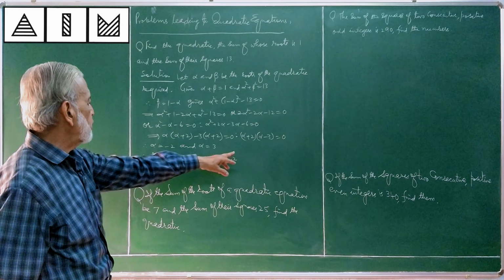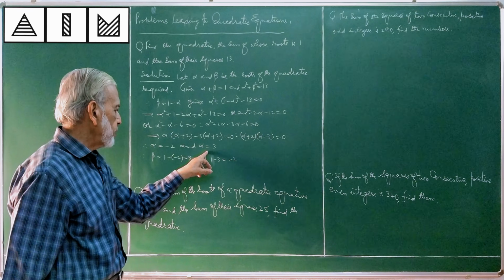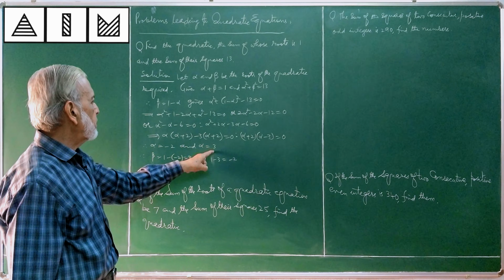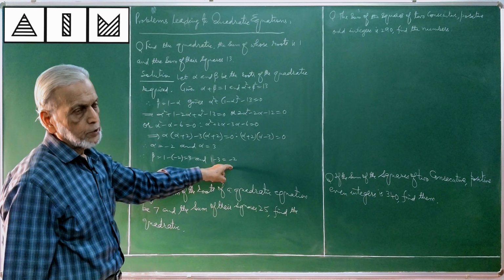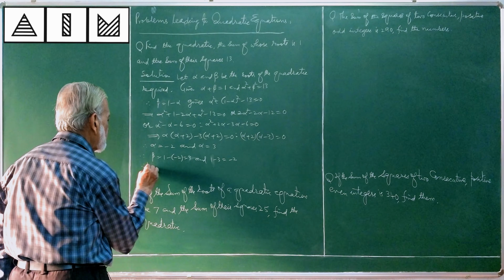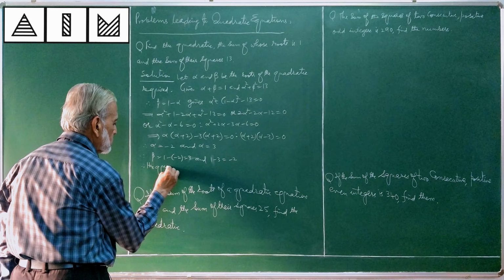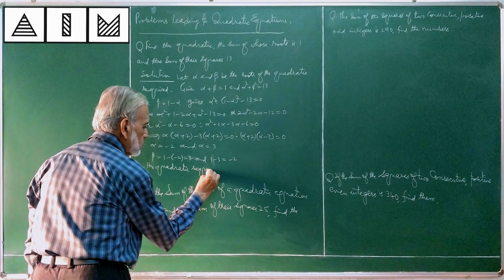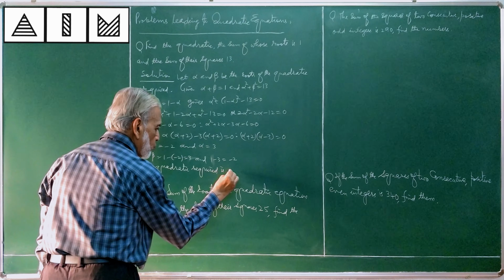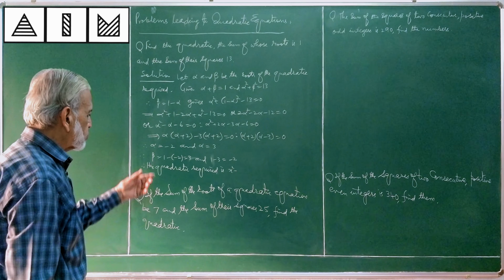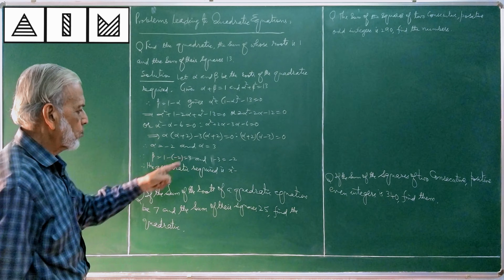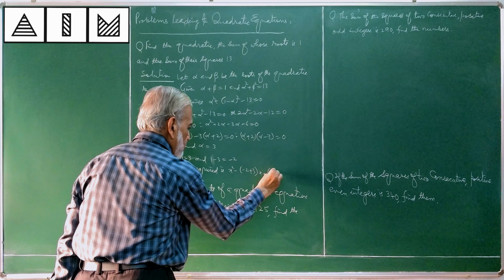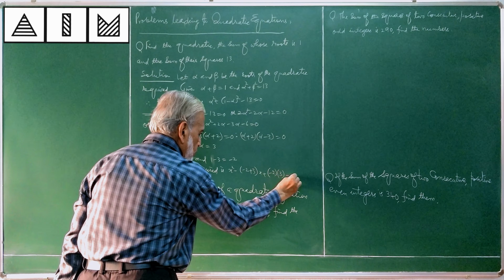Understand quickly, this is giving you alpha is equal to minus 2, alpha is equal to 3, 2 values for alpha. If alpha is equal to minus 2, beta becomes 3. If alpha is equal to 3, beta becomes minus 2. So your equation is x square minus sum of the roots, minus 2 plus 3, plus product of the roots is equal to 0.